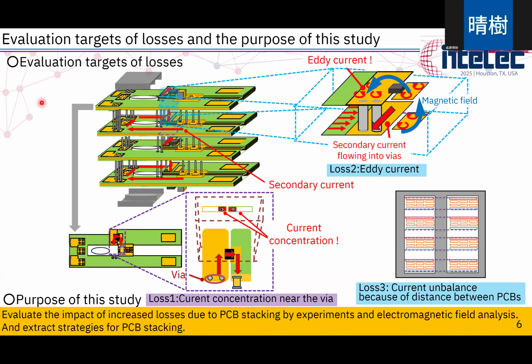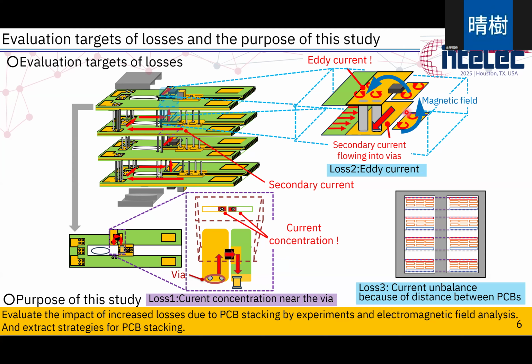So I'll talk about the evaluation targets of losses and the purpose of this study. So there are three evaluation targets of losses. And this is the top PCB layer. And this is an enlarged view of this area. And the secondary current flows from these vias to the rectifier diode and smoothing capacitors. And this is opposing current. So this causes current concentration. So we named it loss one.